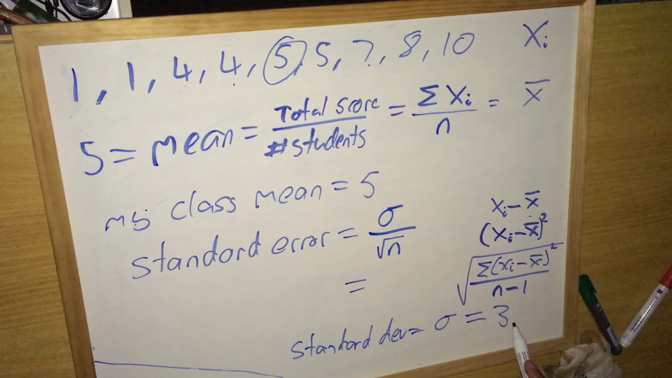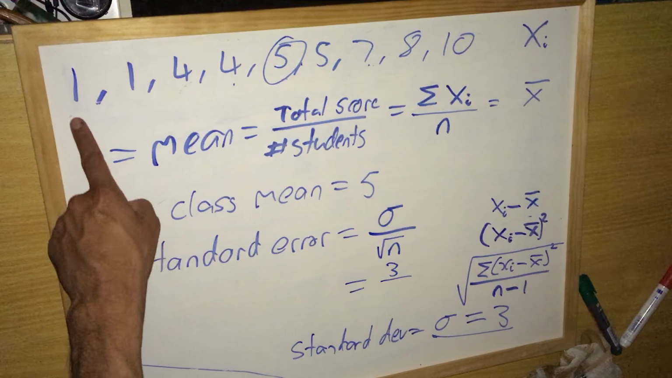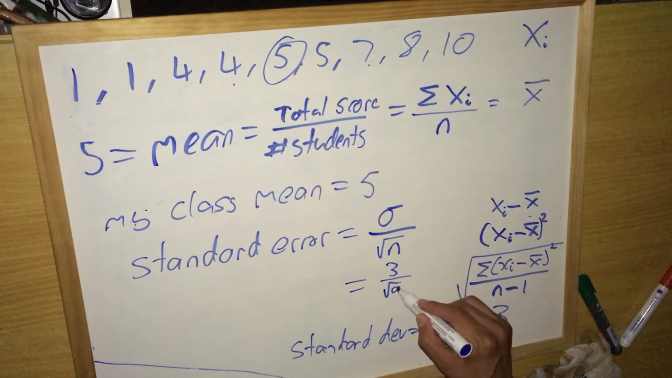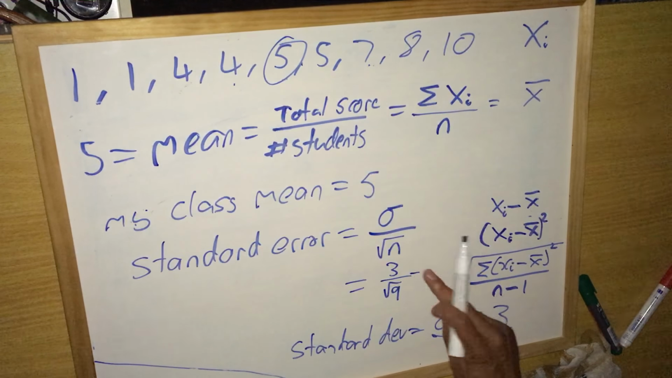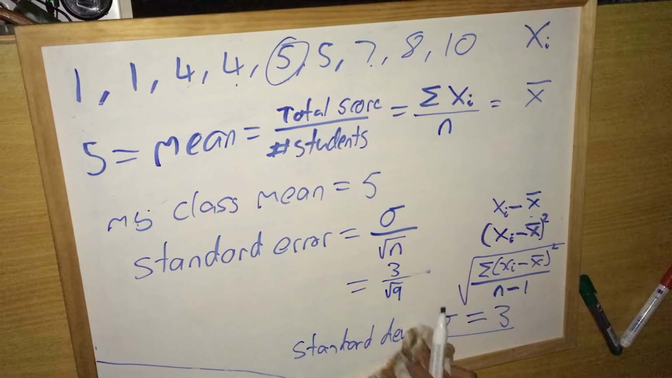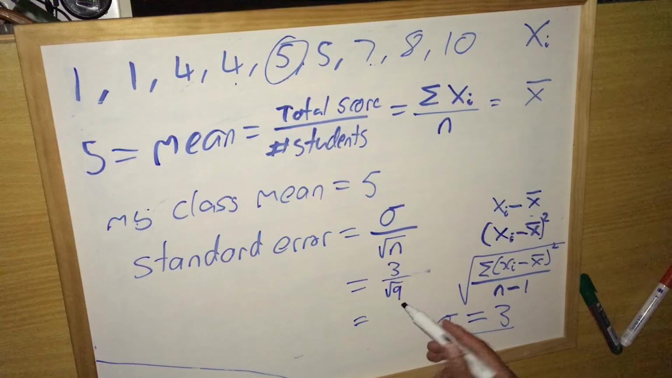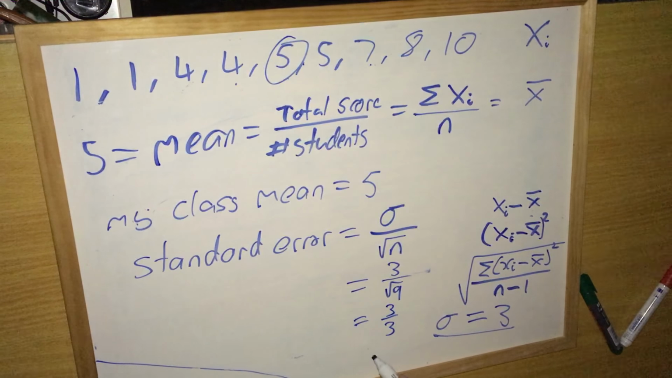So our standard deviation, the symbol here, is 3. Number of students in our class, 9, so the square root of 9. And we already know how to do this. I'll keep going downwards. The square root of 9 is 3, because 3 times 3 equals 9. 3 divided by 3 equals 1. Alright, so that is our standard error.